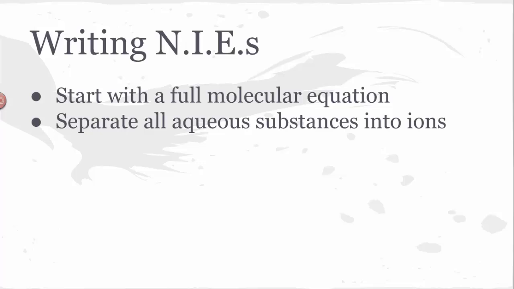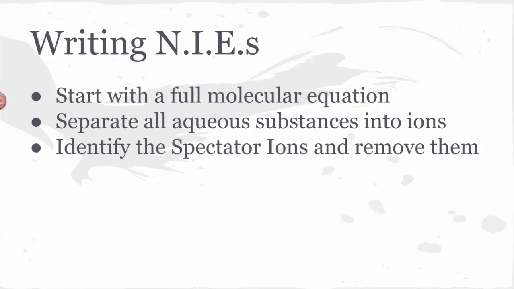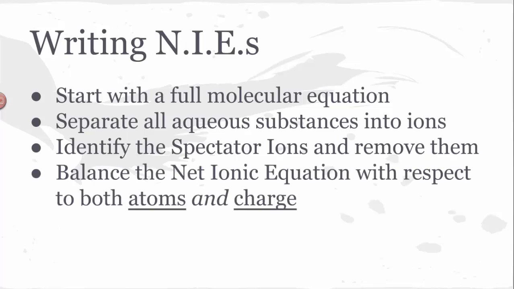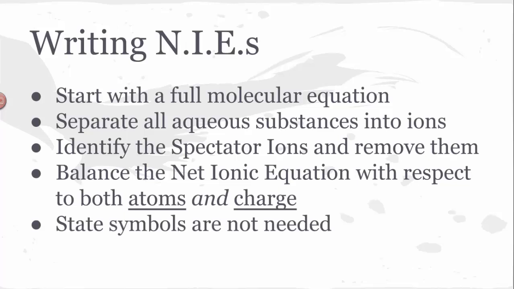The next thing we're going to do is separate all aqueous substances into ions. Anytime we see an aqueous, we're going to split it into its ions. We're then going to identify the spectator ions and get them out of there. Spectator ions, remember, are ions that don't change. And then finally, we're going to balance the net ionic equation at the end with respect to both atoms and charge. That's important. We don't need state symbols at this point because we can assume that if we see an ion by itself in a chemical reaction, it has to be in solution. There's no such thing as just ions by themselves. They are either dissolved in water or they're with another ion in a compound, a precipitate, a solid compound.